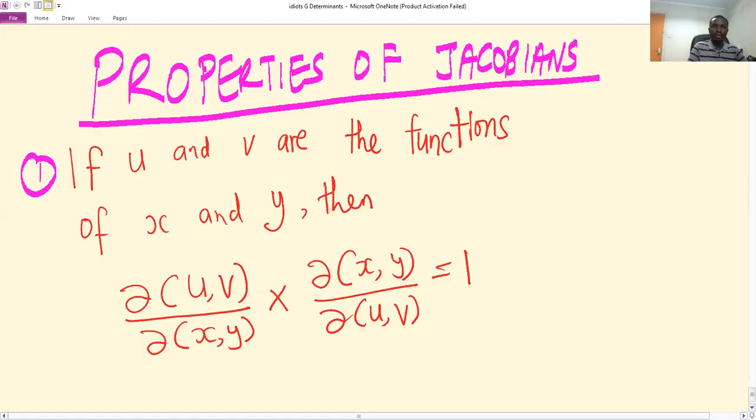Welcome to this session. In this session, we are going to discuss the first property of Jacobians and prove it. The property states that if u and v are functions of x and y, then the Jacobian of u, v with respect to x, y times the Jacobian of x, y with respect to u, v is 1.